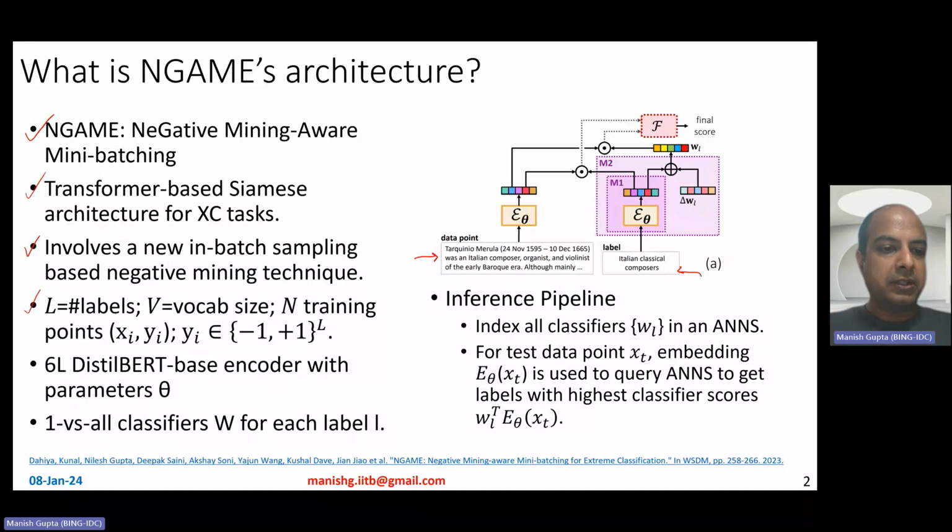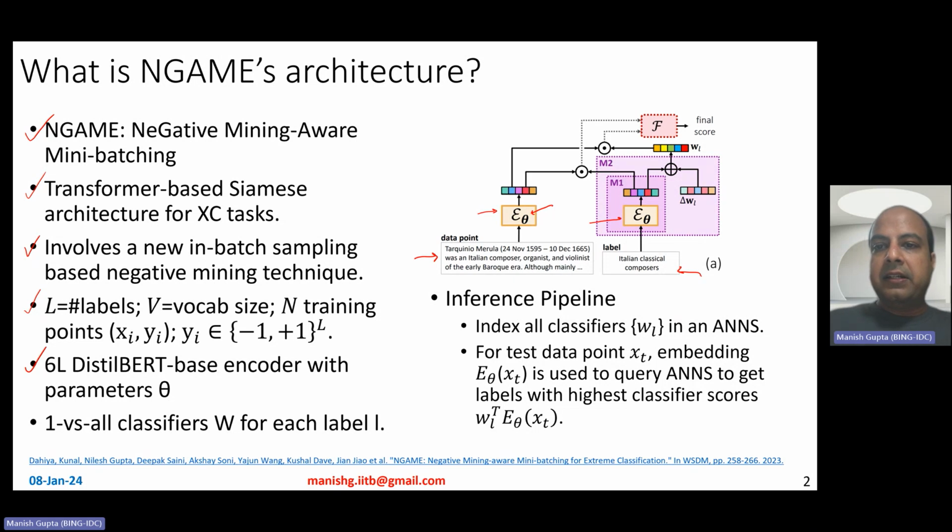So -1 or +1. NGAME basically uses a 6-layer Distilbert encoder for embedding these data points as well as labels. So as you see, the first step is to basically use a 6-layer Distilbert based encoder, take the CLS token, and that's basically the embedding for both the data points as well as the labels. Of course, these parameters theta need to be trained, but you initialize using Distilbert base.